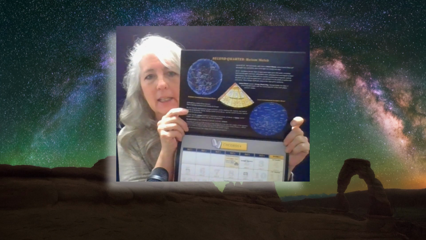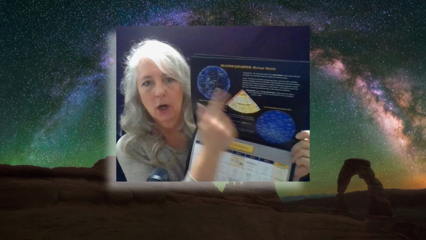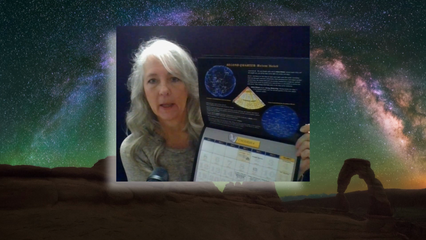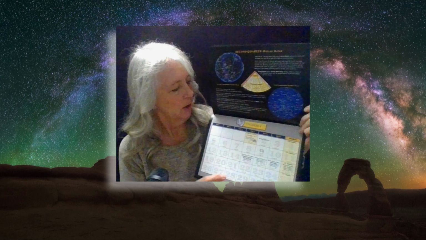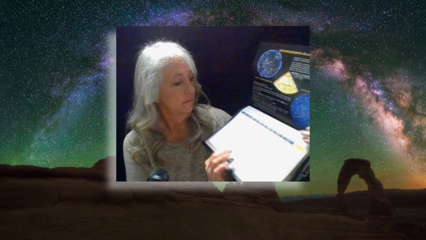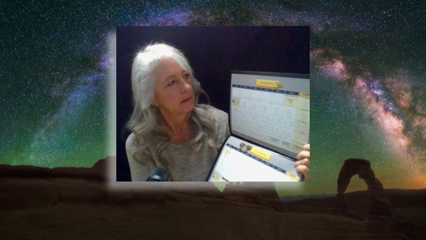And then here's the second quarter information and the leaders. And again, star views for that season and what you would expect to see in the sky. So Kodesh 4. And then Kodesh 5 and 6.